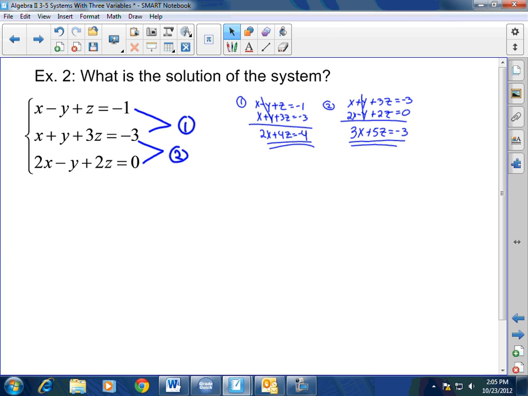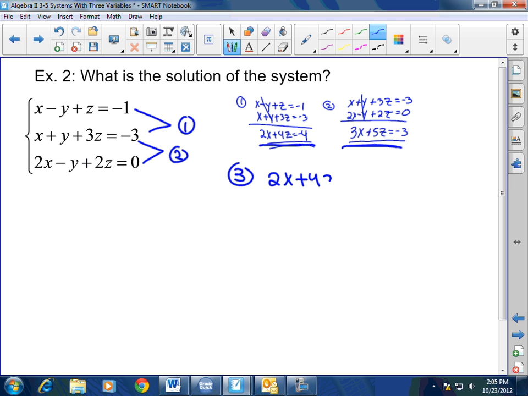Okay. Now, next step. Step 3. We're going to take these two equations, right, and combine them, and solve for x and z. So I got 2x plus 4z equals -4. And then I got 3x plus 5z equals -3, yeah? Okay, this one isn't so simple, but it's okay.